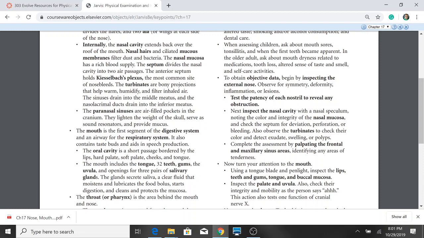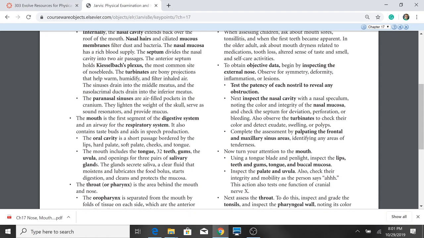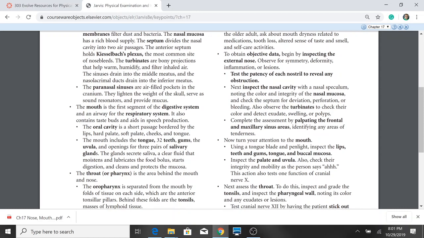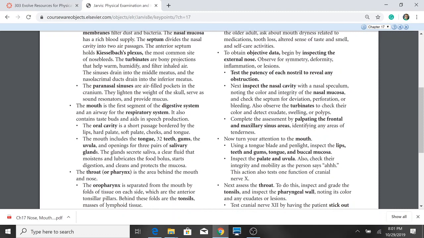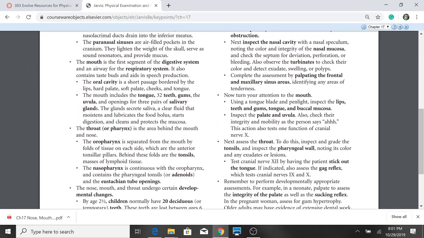The turbinates are bony projections that help warm, humidify, and filter inhaled air. Sinuses drain into the middle meatus, and the nasolacrimal ducts drain into the inferior meatus. This is long.